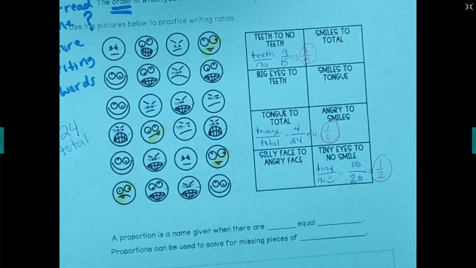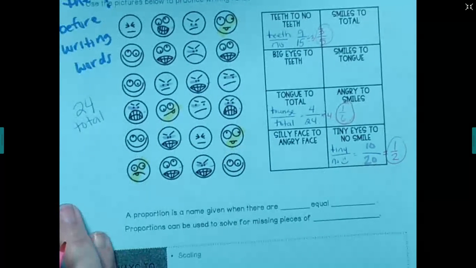So ratios are pretty simple. You have to understand ratios to move into proportions. This is a review from 6th grade. The order matters. Put the numbers, put the words, simplify. That's it. So now we're going to use ratios to move into proportions.